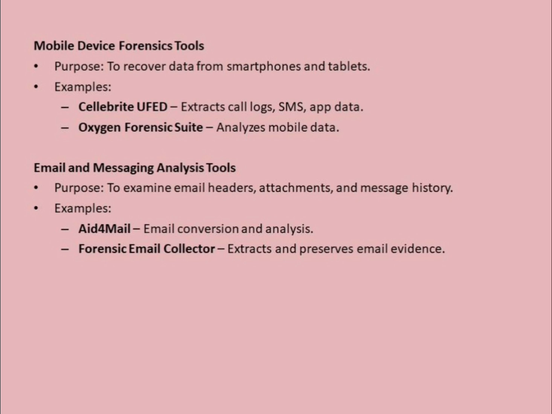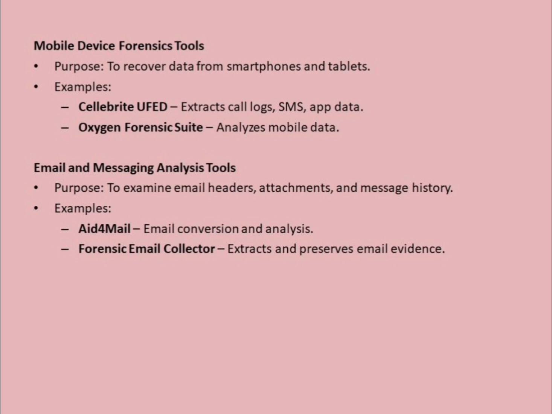5. Mobile device forensics tools. Mobile devices are primary sources of digital evidence due to calls, messages, GPS data, and apps. Tools in this category recover deleted or hidden information. Examples: Cellebrite UFED extracts SMS, call logs, social media data, and GPS locations. Oxygen Forensic Suite provides detailed mobile app analysis and cloud account extraction. Example: during a corporate espionage case, investigators can recover deleted WhatsApp messages and GPS locations from a suspect's phone using Cellebrite.